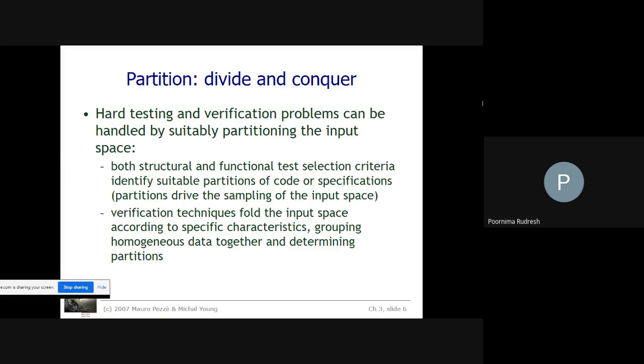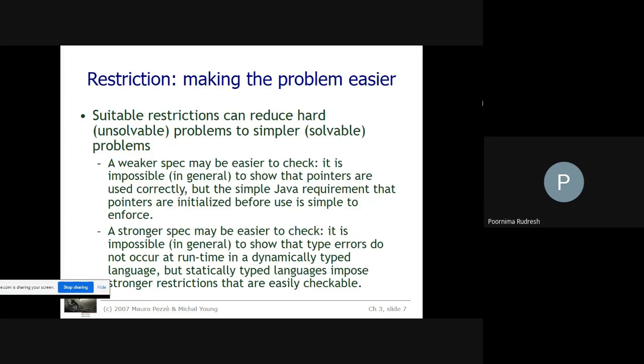or the specifications. Then the verification techniques for the input space according to the specific characteristics, grouping those characteristics, or grouping the homogeneous data together and determining the partitions. So here we are performing the verification techniques on the input space according to the specific characteristics, grouping homogeneous data together and determining the partitions. So this is about the partition restriction, I completed.